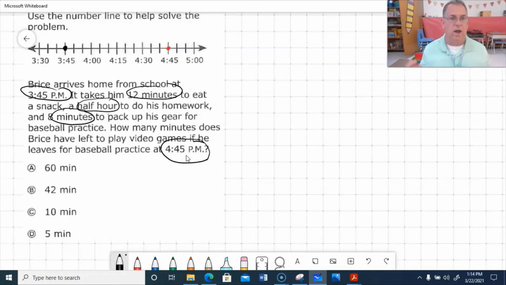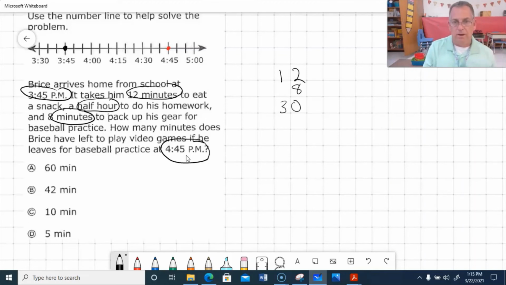So first thing we need to do is figure out how much time it takes him to do all of his stuff. So we'll go ahead and put together all these times. So there's 12 minutes to eat a snack. 8 minutes right there, and that's to pack up his gear. And half an hour. So how much time is that? How many minutes is half an hour? That's right, half an hour is 30 minutes because a whole hour is 60. Half that would be 30.